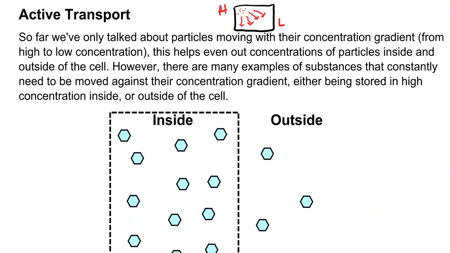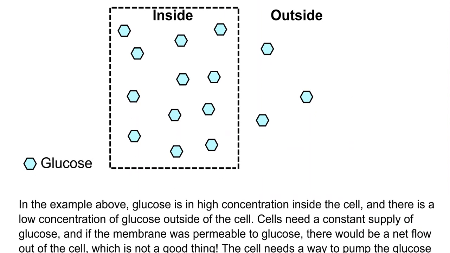So this helps even out the concentrations of particles inside and outside of the cell. It's going to help spread out those particles. However, there are many examples of substances that constantly need to be moved against their concentration gradient, either being stored in high concentration inside or outside of the cell. Let's take a look at a very specific example.